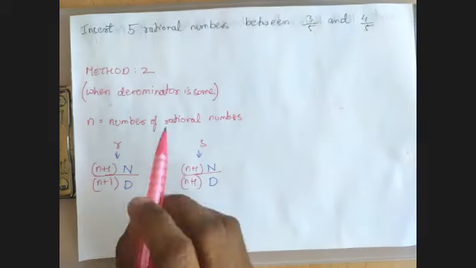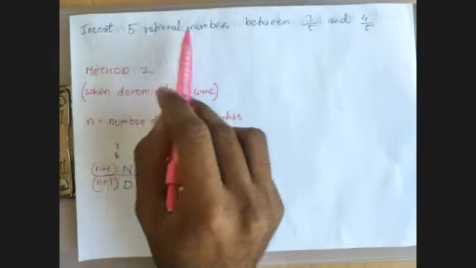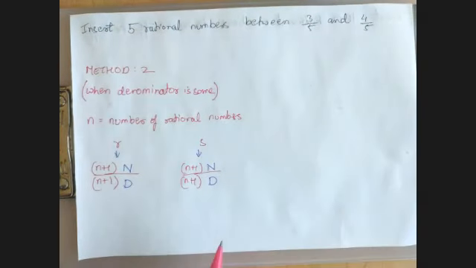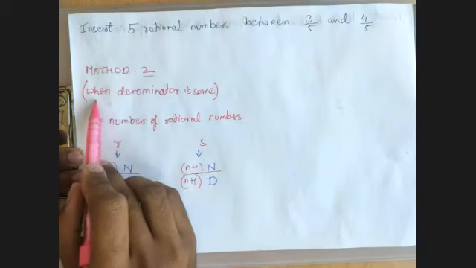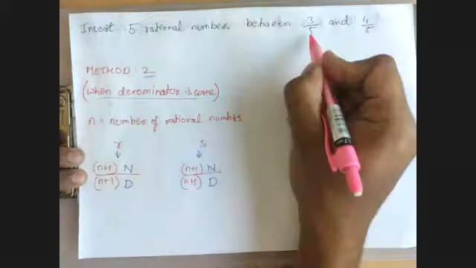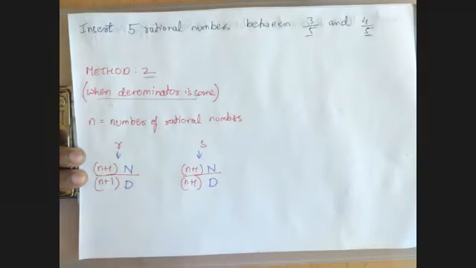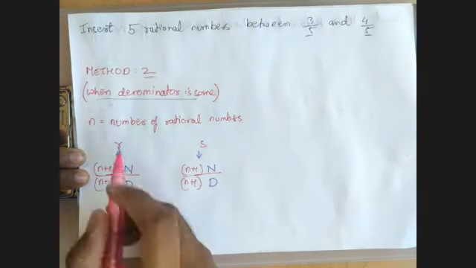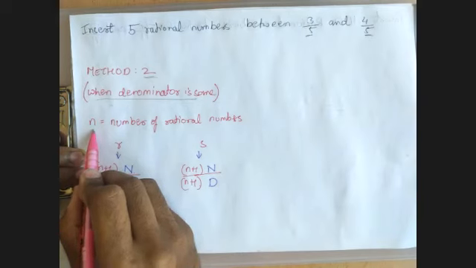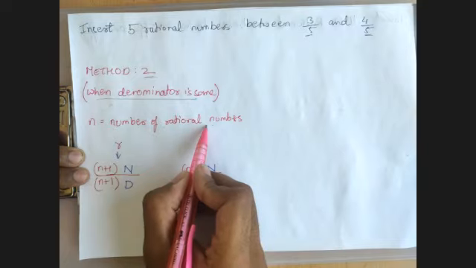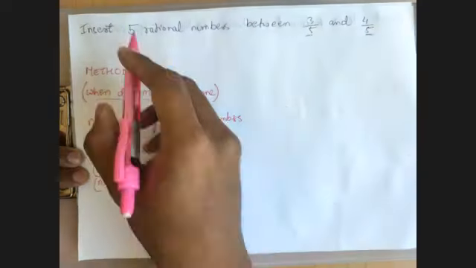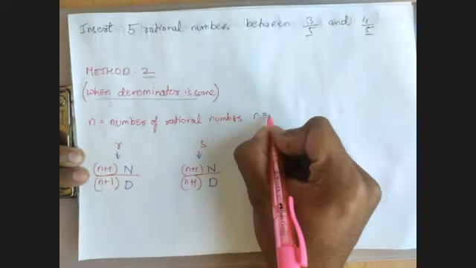So we will take the same problem, but insert 5 rational numbers between 3 by 5 and 4 by 5. This method can only be applied when the denominators are the same. Here the denominator is 5 and 5. So yes, this method can be applied. And we have to take n. N is the number of rational numbers that should be inserted between 3 by 5 and 4 by 5. In this case, n is equal to 5.